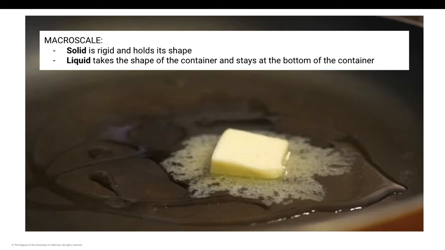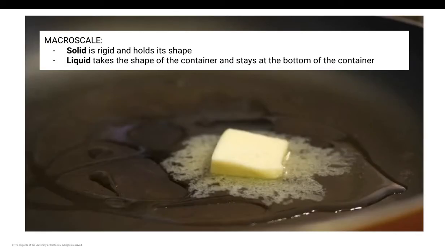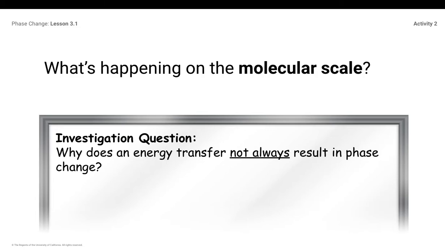So what's going on? How come we have both a solid and a liquid, even though energy is being transferred into the butter molecules? Well, in order to answer that question, we have to figure out what's happening on the molecular scale. And that leads to our investigation for today. Why does an energy transfer not always result in phase change? Now, we've got an energy transfer into the butter molecules, but they don't always result in an instantaneous phase change from 100% solid to 100% liquid. Why not? What's going on? Well, let's figure that out.